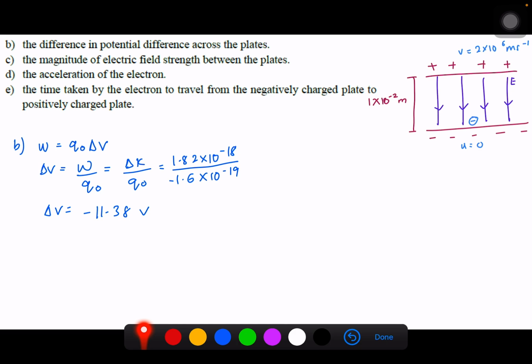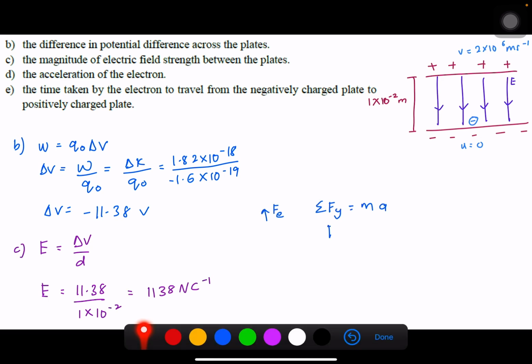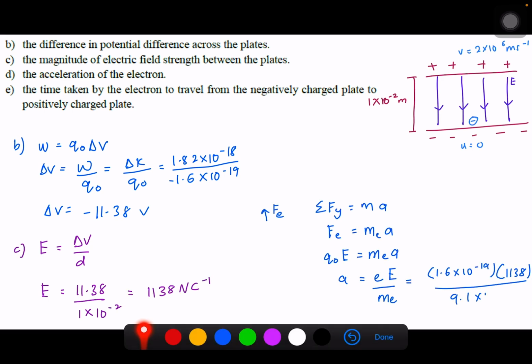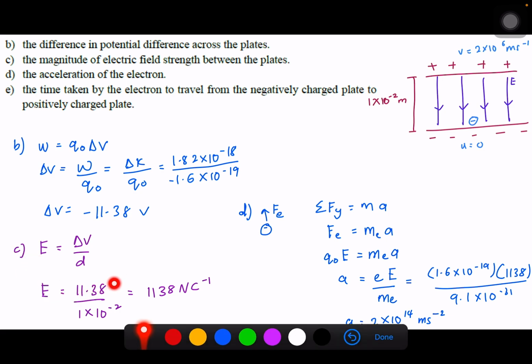The magnitude of the electric field strength between the plates. So you already have delta V now, and then you have d, the distance. So you can use E equals delta V over d. Okay, so this one is for question C. Now for question D, the acceleration of the electron. So for question D, what you got in C just now, you just substitute inside the formula.